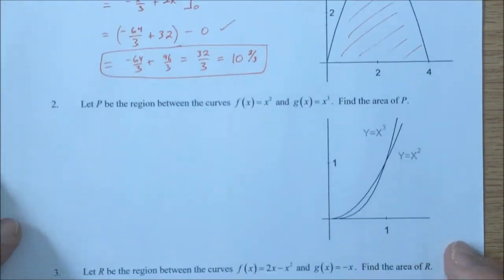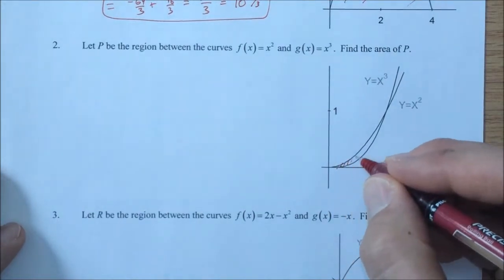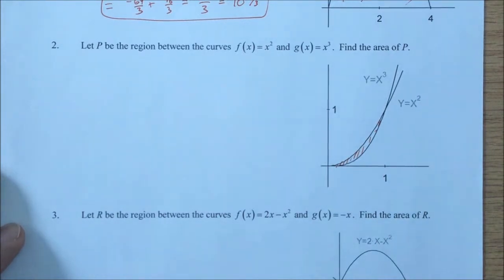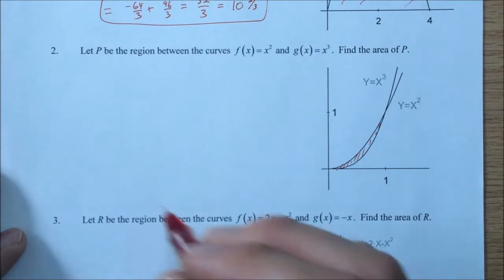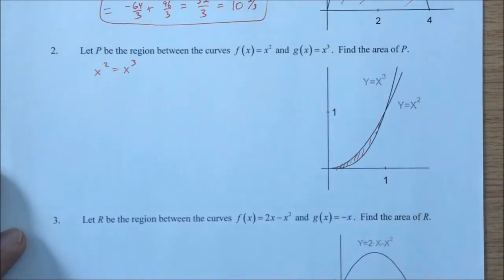Okay. Problem number 2. Now we have two curves. We're looking for the area of the region between those two curves. So it's that little banana right there. So we need to find our bounds. And it looks like our bounds are 0 and 1, but let's verify that. We find the bounds by setting the two functions equal to each other.